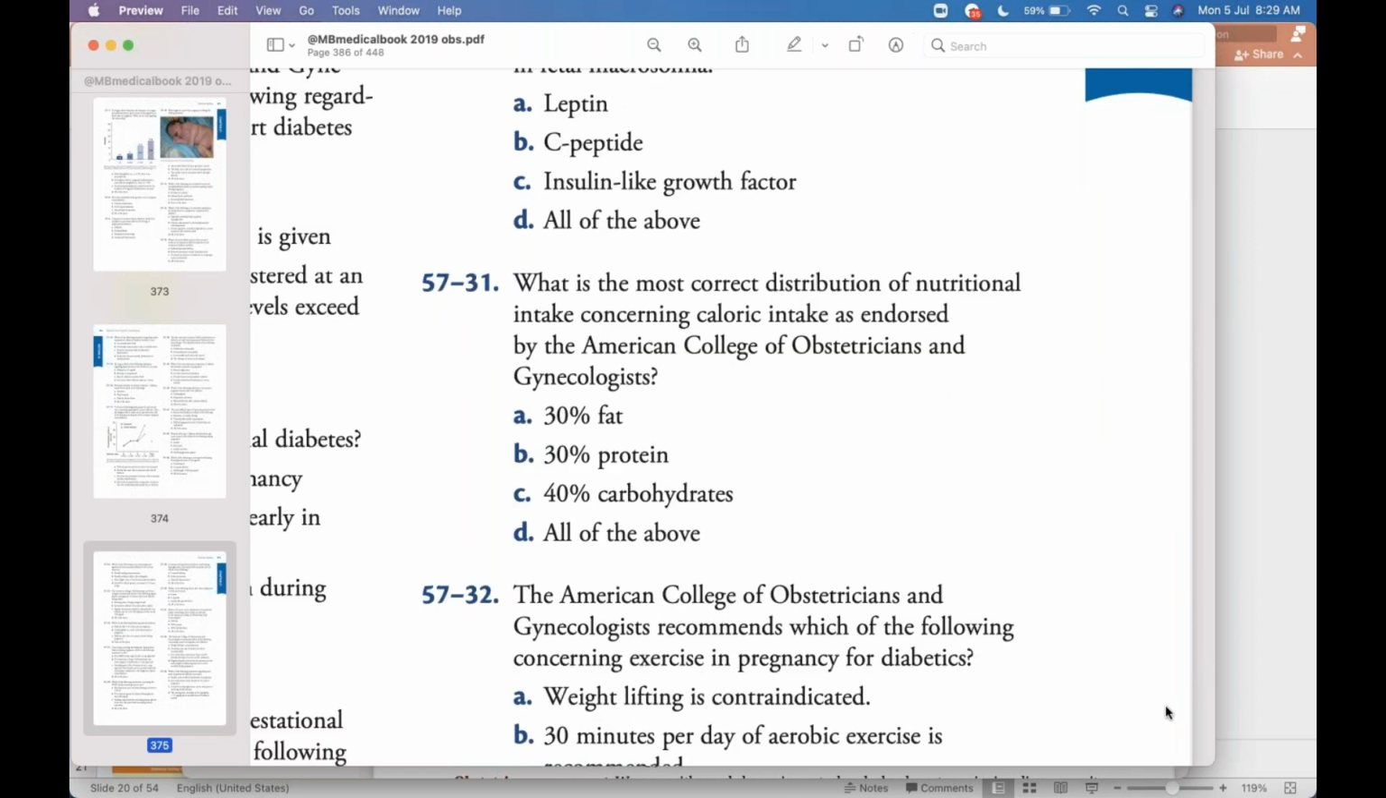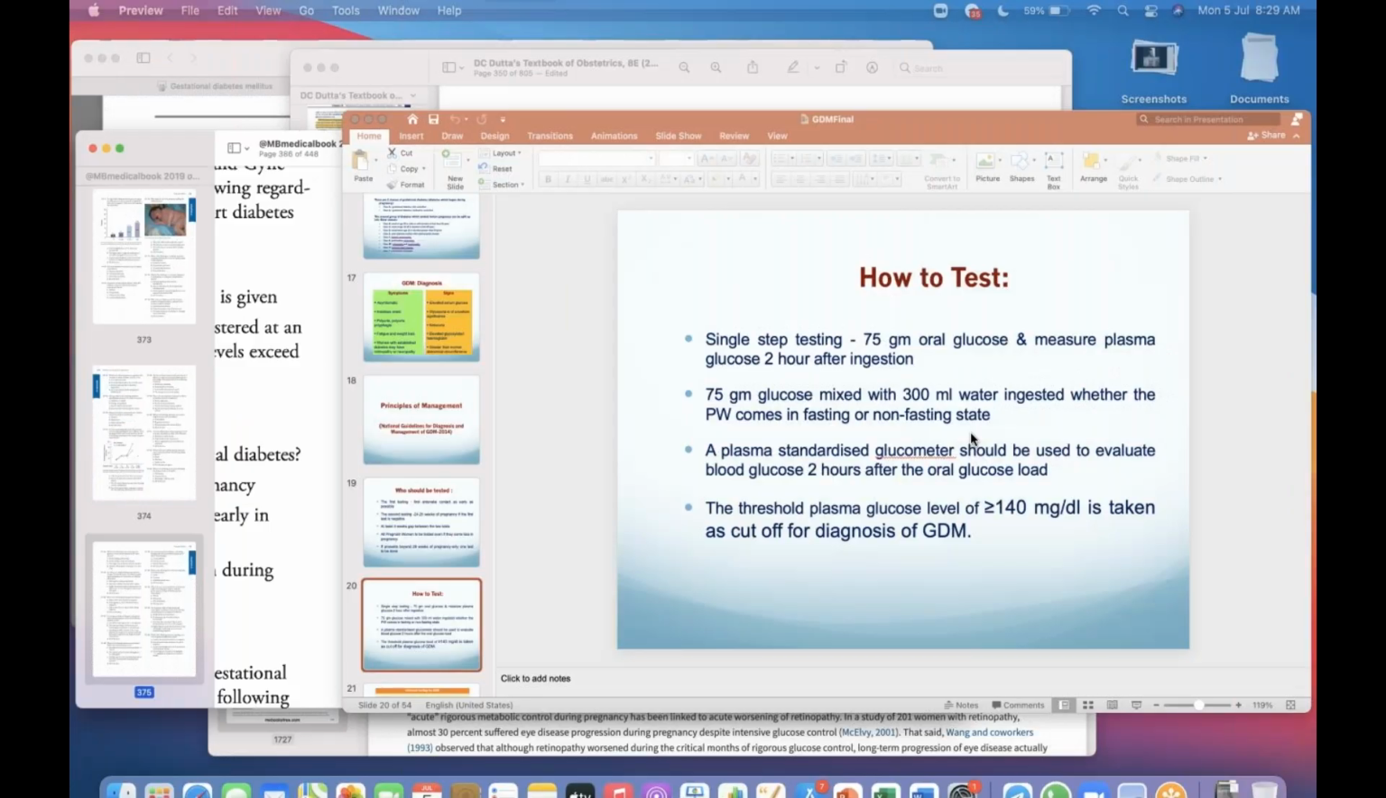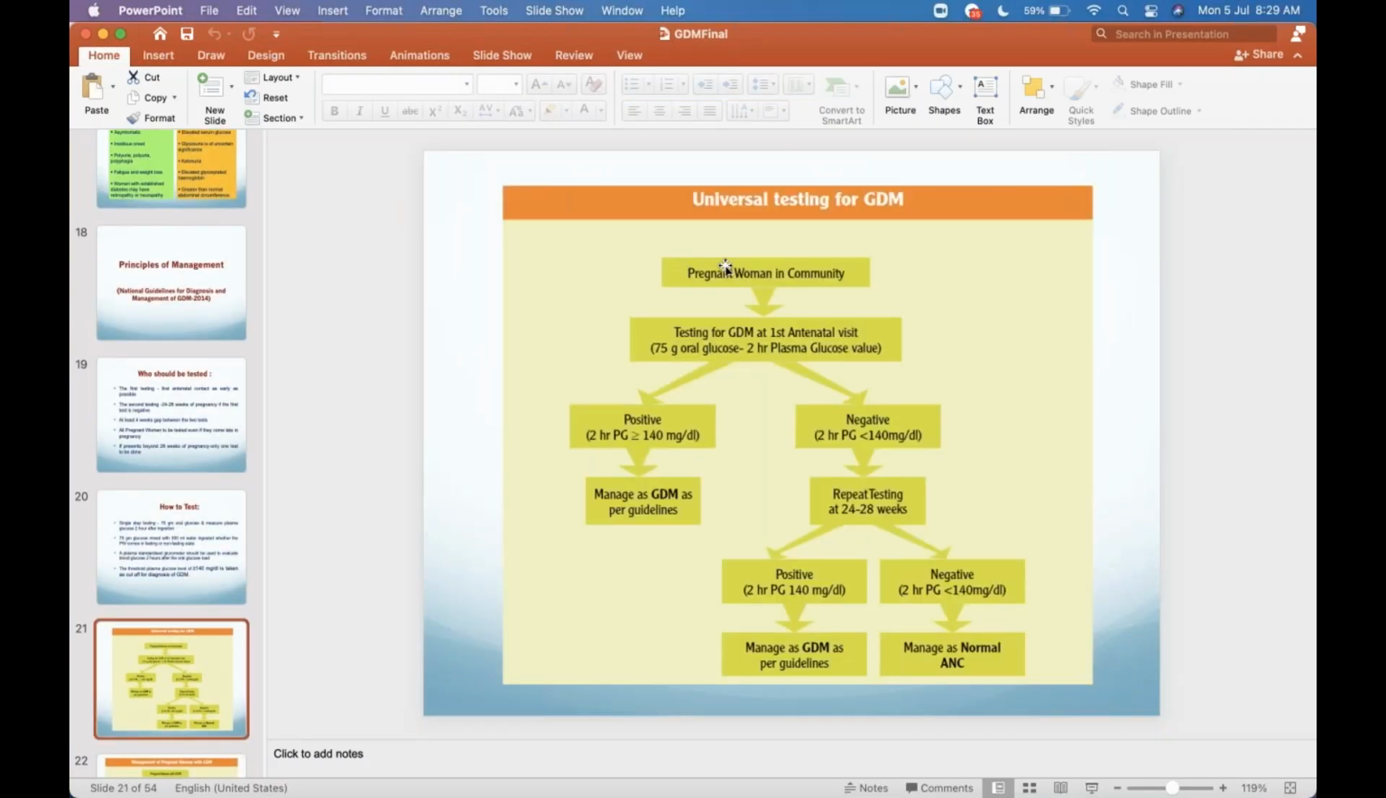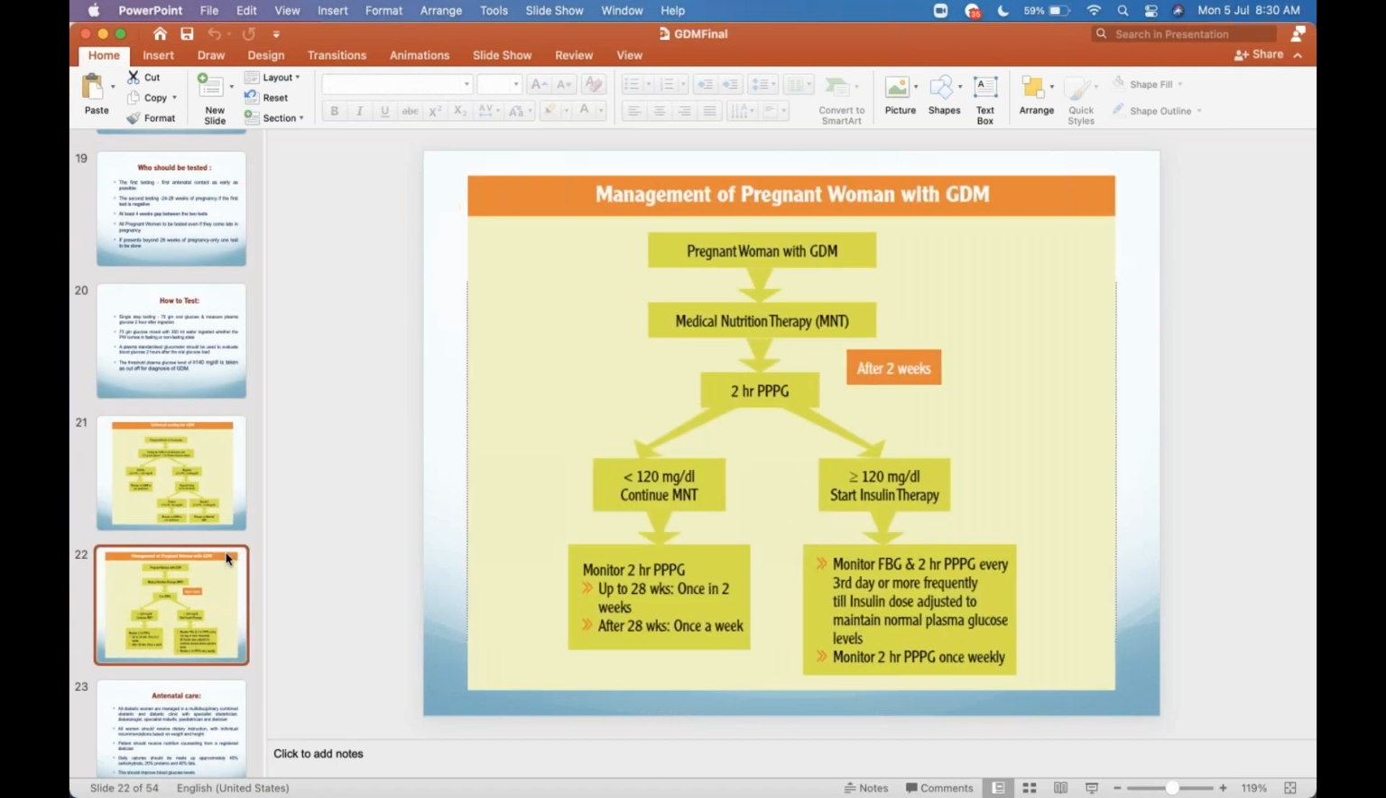Okay. Now we move on to once we have tested this patient. There is other universal testing. We have the 2-hour plasma. If it is positive, then you will manage as GDM. But if it is negative, you will repeat the testing at 24 to 28 weeks. If it becomes positive, then manage as GDM. But if it is less than 140, then we will manage as a normal patient. And now we will go to the management.